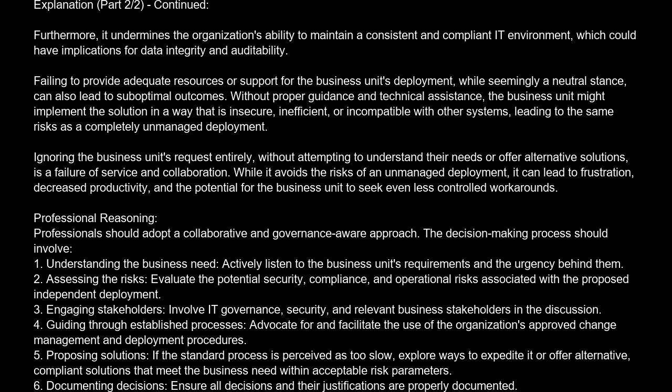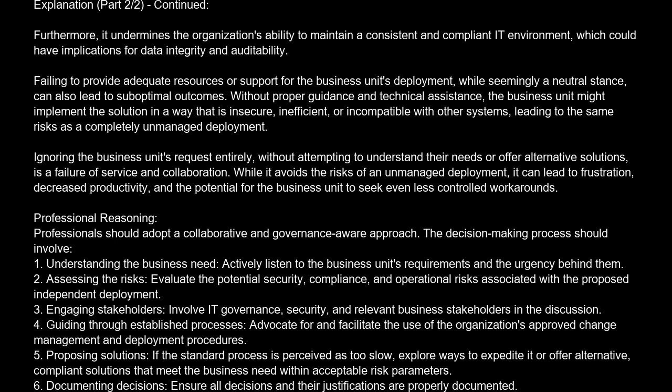integrity and auditability. Failing to provide adequate resources or support for the business unit's deployment, while seemingly a neutral stance, can also lead to suboptimal outcomes. Without proper guidance and technical assistance, the business unit might implement the solution in a way that is insecure, inefficient, or incompatible with other systems, leading to the same risks as a completely unmanaged deployment. Ignoring the business unit's request entirely, without attempting to understand their needs or offer alternative solutions, is a failure of service and collaboration. While it avoids the risks of an unmanaged deployment, it can lead to frustration, decreased productivity, and the potential for the business unit to seek even less controlled workarounds.